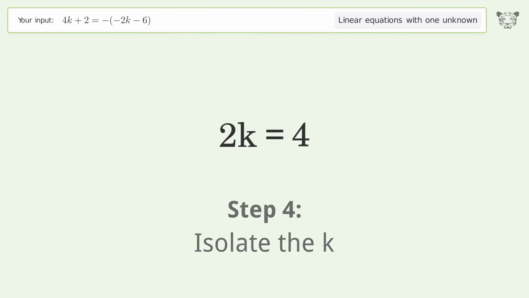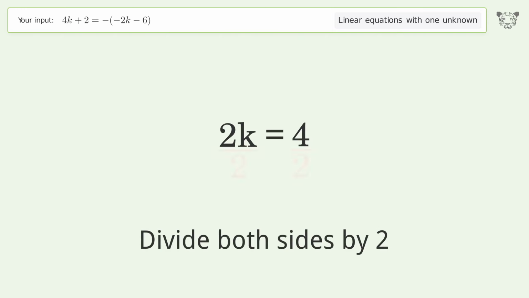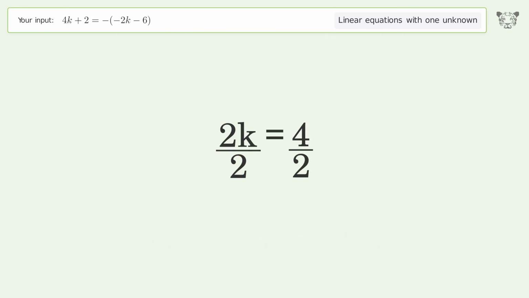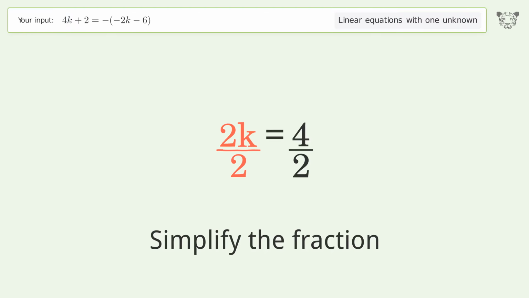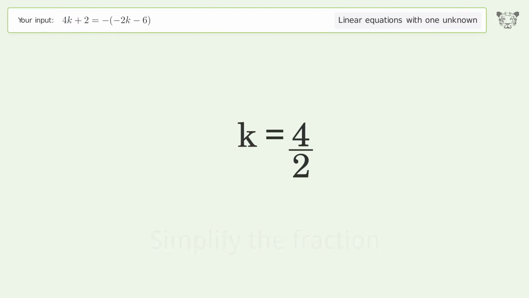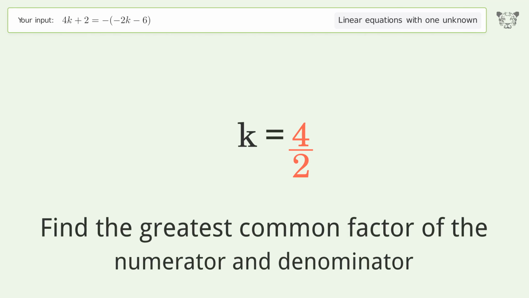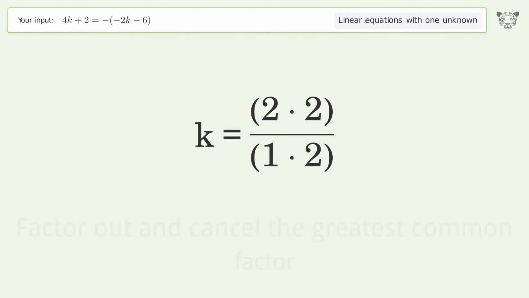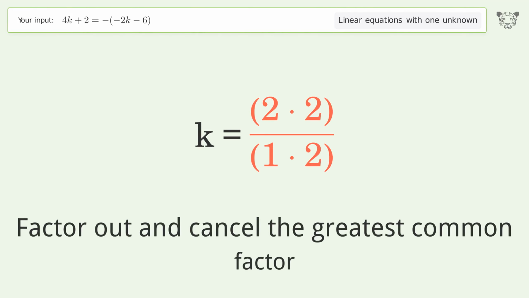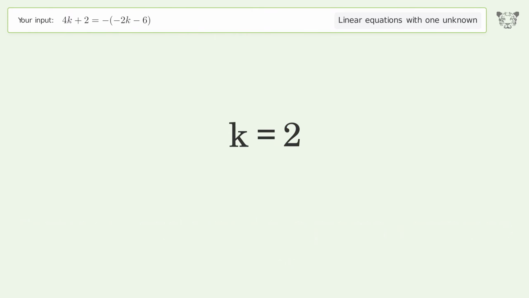Isolate the k. Divide both sides by 2. Simplify the fraction. Find the greatest common factor of the numerator and denominator. Factor out and cancel the greatest common factor. And so the final result is k equals 2.